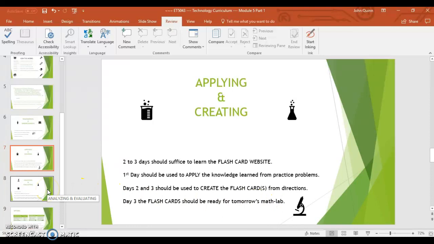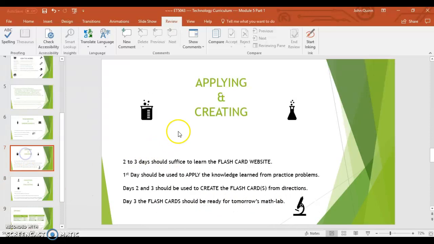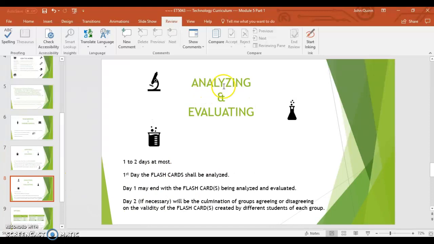So in tomorrow's math lab, you're going to analyze and evaluate. 1 to 2 days at the most. You could probably do this in 1 day, but if you want to do it in 2 days, that's fine. The first day, the flashcards will be analyzed. Day 1 may end with the flashcards being analyzed and evaluated. You might get this done in 1 day. Or maybe if you get it halfway done and you start it here, and you get it done applying and creating, you could start the analyzing and then finish it up the next day with the evaluating. You could do it either way.